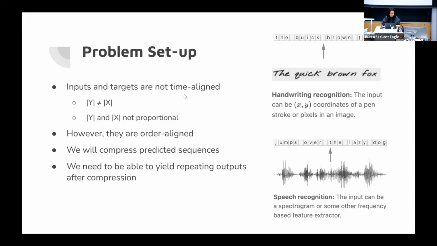To deal with this problem, you might have the intuition that you can just compress the predicted sequence to make its length match the target sequence. But you have to be careful how to handle repeating characters in the target sequence, because if you just compress naively, you might merge the repeating parts into only one.